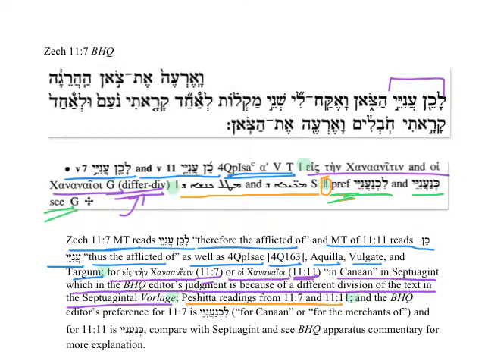So he regards the Vorlage, the parent text of the Septuagint in Hebrew, as a more original reading than the term separated into two terms in the Proto-Masoretic tradition. Thus, his preference is to see both verse 7 and verse 11, and he says compare with the Septuagint. Then again, this notation here says take a look at the commentary for further explanation.